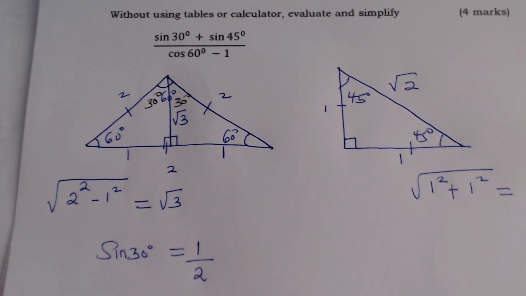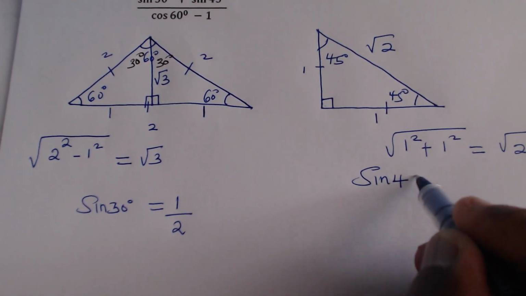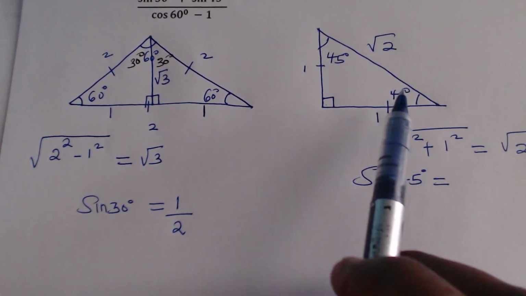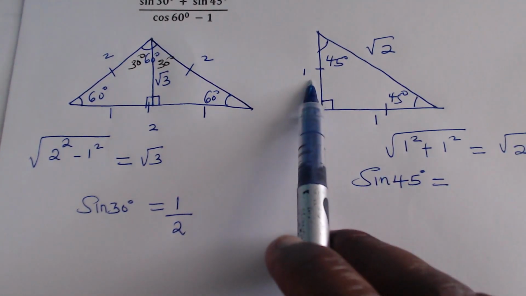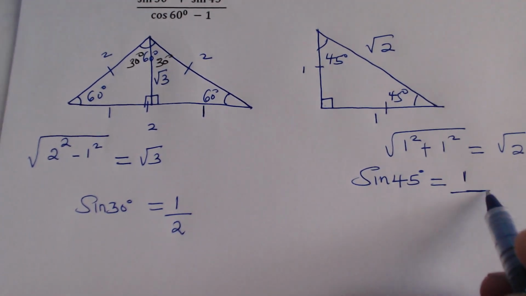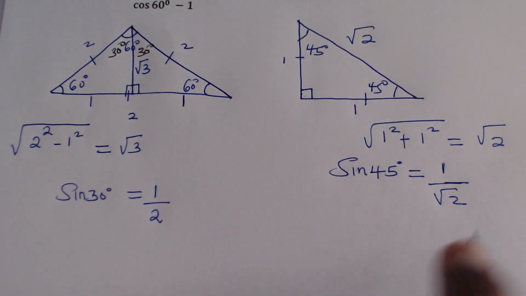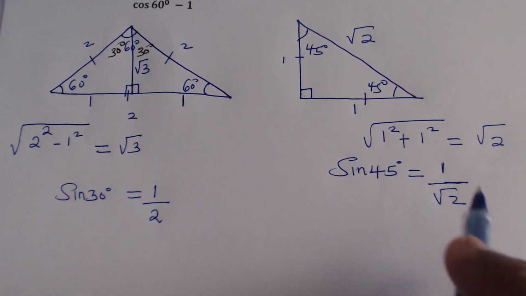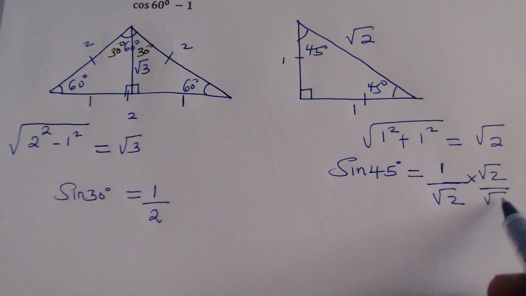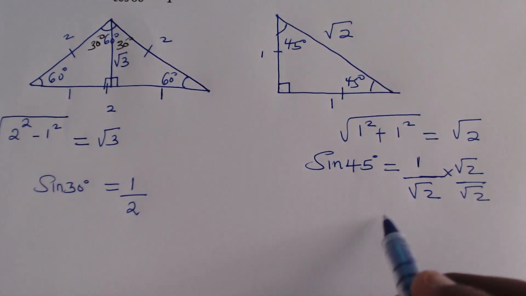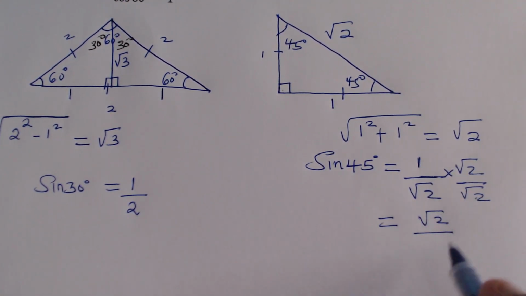Then for sine of 45, we shall get sine of 45 here. Again, you can use any angle, this 45 or this one. If you use this one, sine of 45 will be opposite 1 divided by hypotenuse, root 2. You can simplify this by rationalizing the denominator, multiplying both the numerator and the denominator by root 2. This simplifies to root 2 over root 2 times root 2, which is root 4, and root 4 is 2.